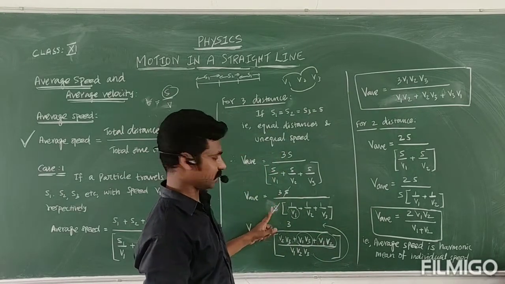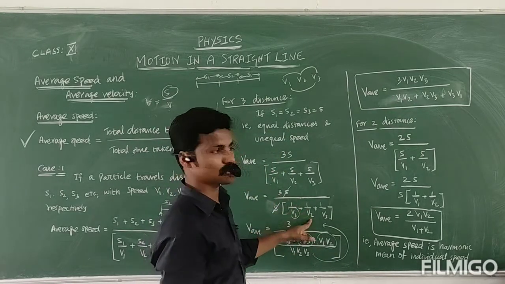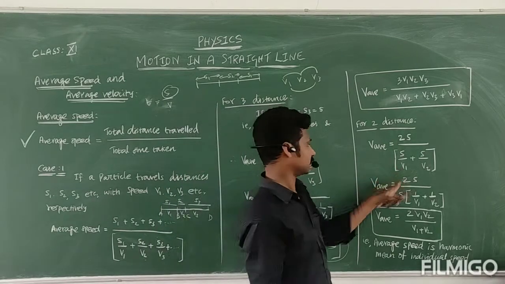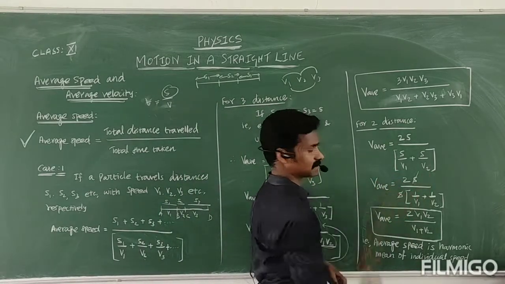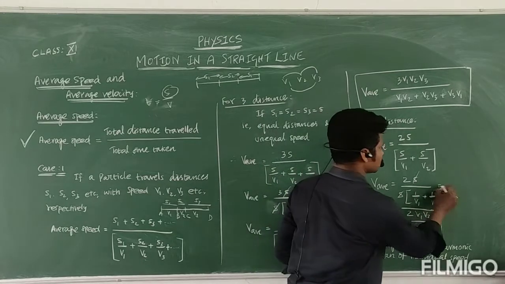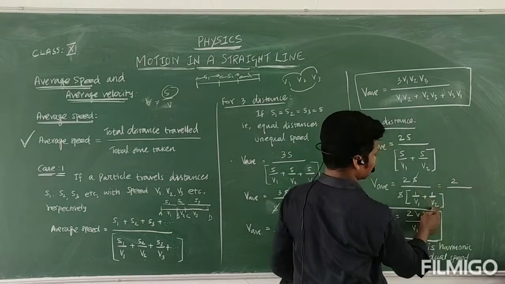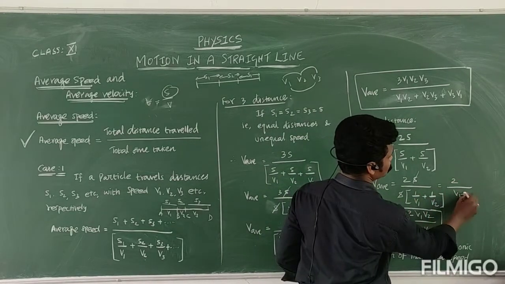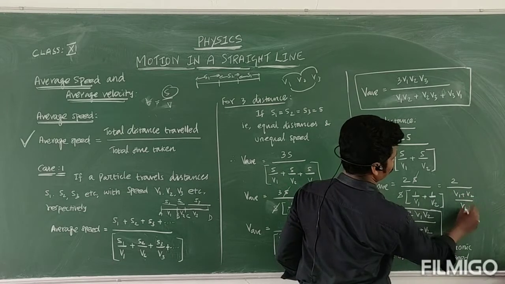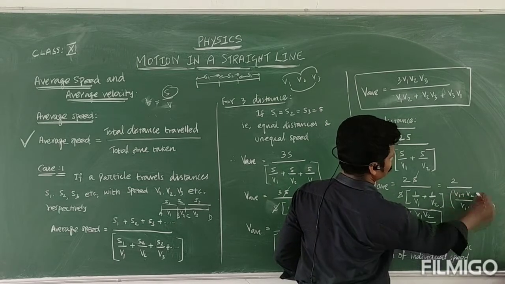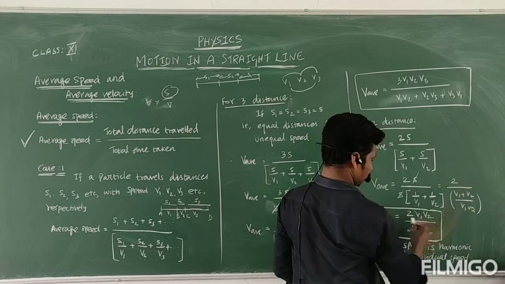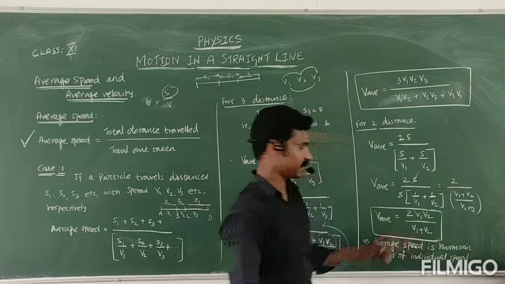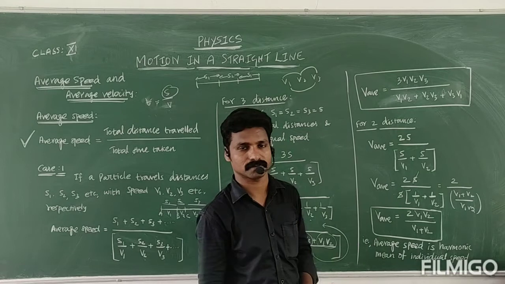2s divided by s into 1 by v1 plus 1 by v2. Again s is common, s will be cancelled. So the remaining is what? 2 divided by, cross multiplication, v1 plus v2 the whole divided by v1 v2. It is simple. So v1 v2 is moving to the numerator. So 2 v1 v2 divided by v1 plus v2.